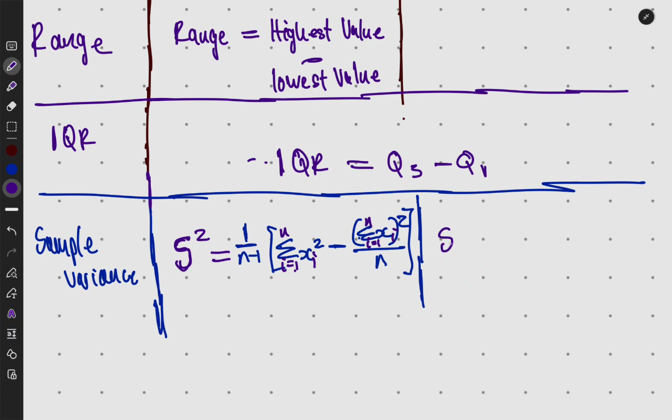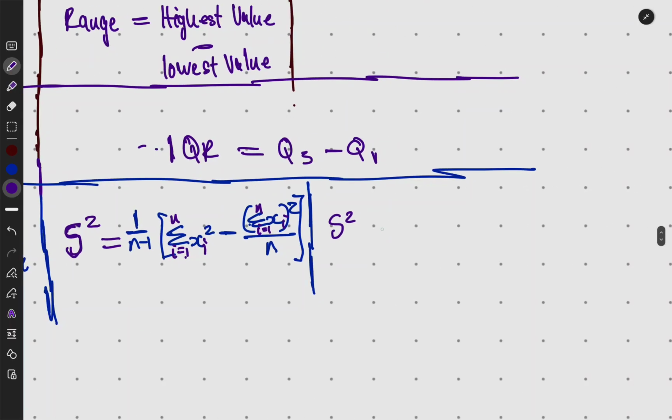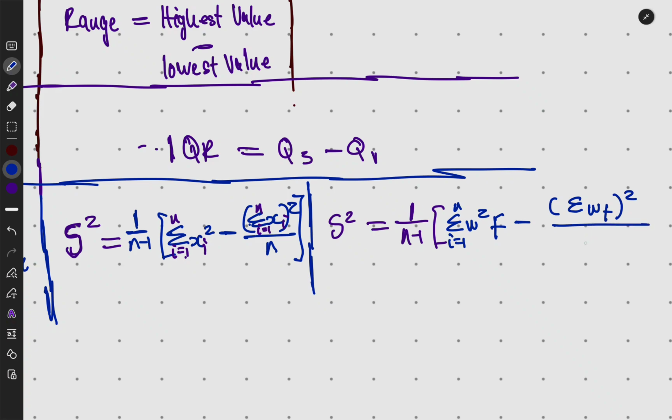So instead of that, I'm now saying the sample variance squared for grouped data is still 1 over n minus 1 outside. You open a bracket, then it's going to be the summation of W squared and f. F you're not going to square, okay? Just like you squared x, but you square the w only, from 1 up to n. Then we say minus the summation of wf, then you square it outside, then you divide by the n. This is going to give you your variance.